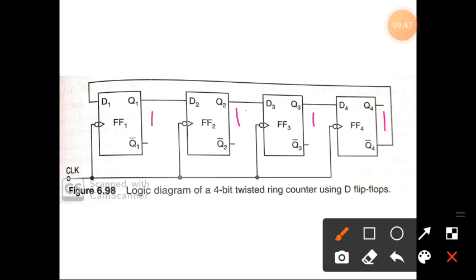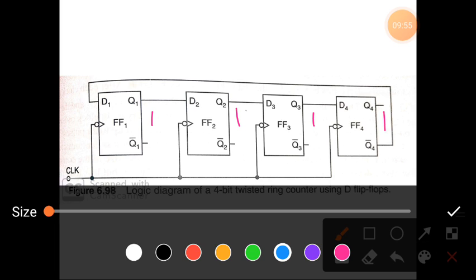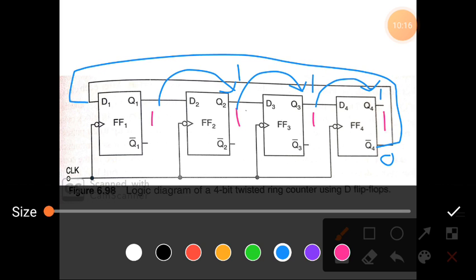Now all outputs are 1 1 1. So what will be the next? This 1 is shifted to here, this 1 is shifted to here, so it is 1, then this one is shifted to here, it is 1, then this one is shifted to here, 1. Then what will be here? This Q bar, here it is 1, so it is 0, so that 0 will be here. So now the output becomes 0 1 1 1.